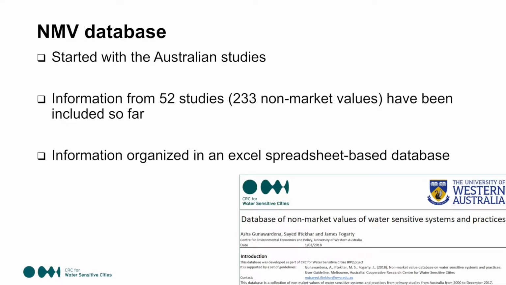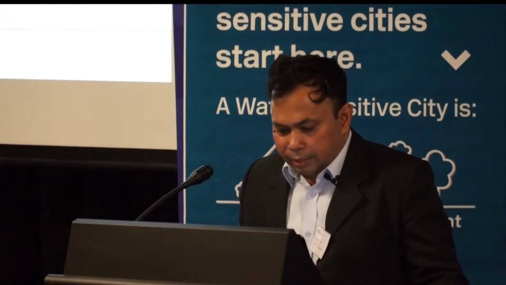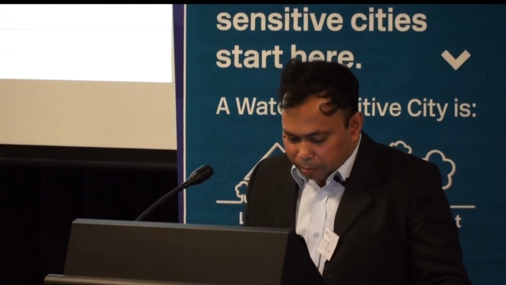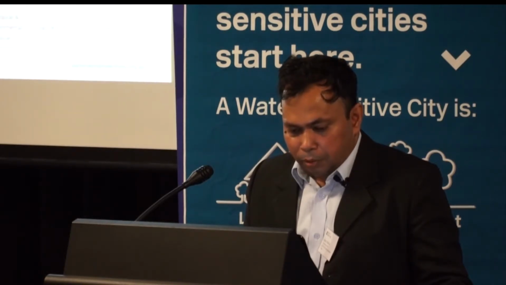So in the database, we have started with Australian studies. Since we have written the report, we have been able to find a few more additional studies, and in total we now have information on 52 studies in the database, which covers around 233 non-market values. It's an Excel spreadsheet-based database, as Dave mentioned, for the flexibility and also for the ease for us to keep working on this. But at the end of the project, we might be able to put it on the web.